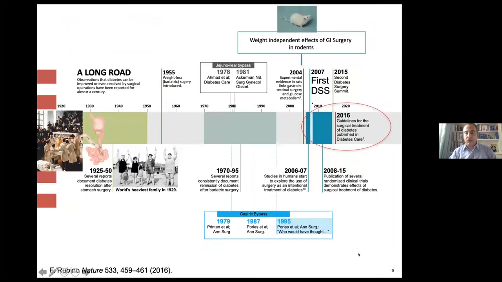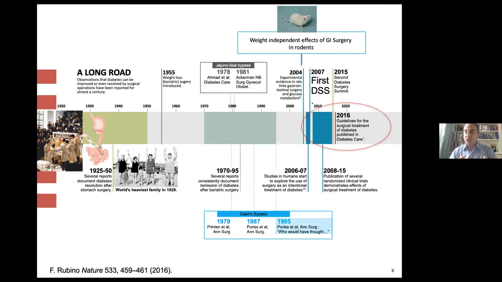As was shown before, the observation that interventions on the gut can improve diabetes has been published for almost 100 years. There are reports dating back to the 1920s where gastrectomies were reported to improve diabetes. Then in the 70s, bariatric surgery was reported to induce diabetes remission. In the 90s, Dr. Pories published fantastic papers detailing these effects. But it was only around the last decade or so, with two major changes in mentality, that things started to change in defining this as a surgical treatment for diabetes itself.